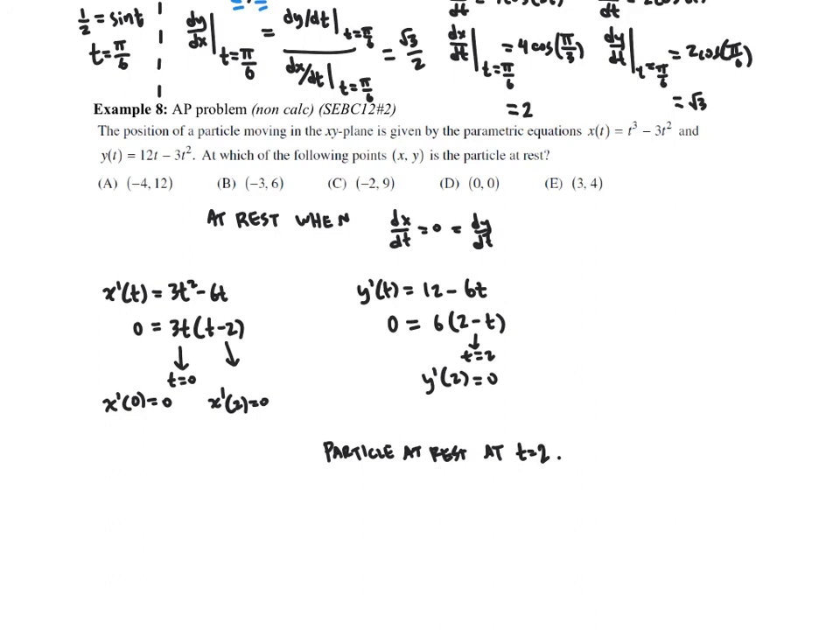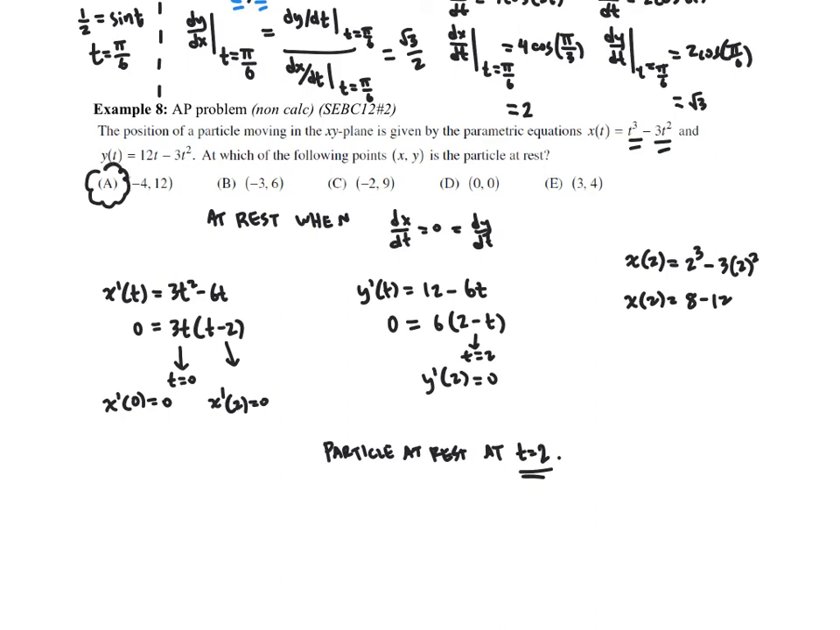All right, that doesn't answer our question though. It wants to know at which of the following points. So if I know at t equals 2 that the particle is at rest, I'm going to find the position at time 2. So x of 2 would be 2 cubed minus 3 times 2 squared. So our x value would be 8 minus 12, which is negative 4. It looks like we've got our answer right here.